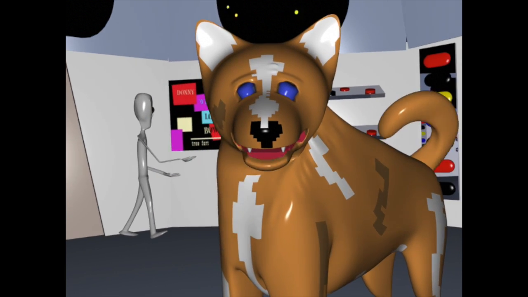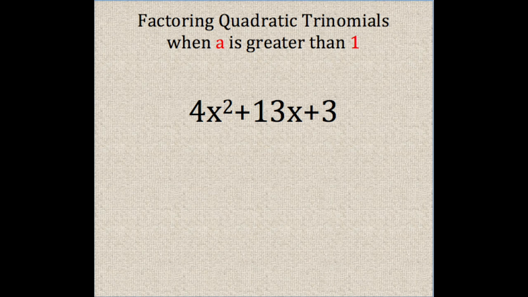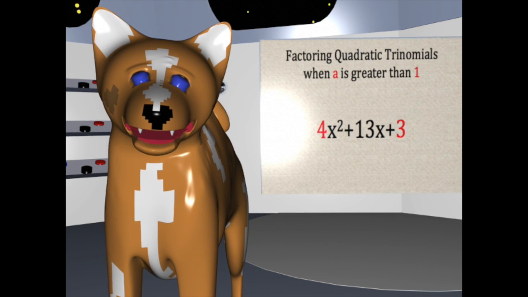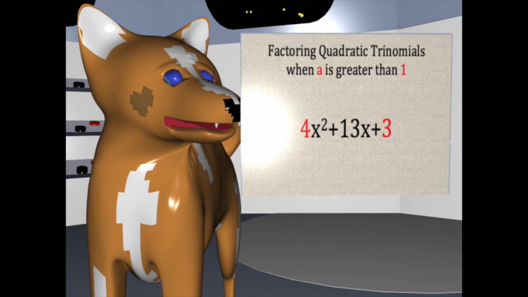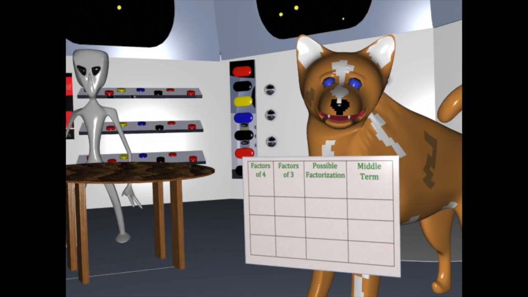But what do we do if we don't have a greatest common factor? Let's take this example. As you can see, we have no greatest common factor. We have to look at the factors of the a and c values, in this case 4 and 3. So let's make a table.